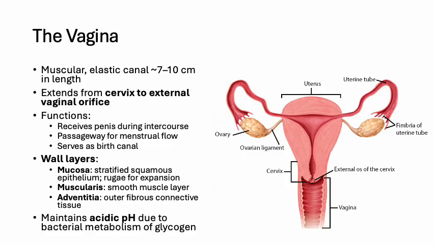The mucosa is lined with stratified squamous epithelium that protects against friction and is arranged in folds, or rugae, to allow expansion. The muscularis gives the vagina its strength and flexibility, while the adventitia anchors it to the surrounding tissues. The vaginal environment is normally acidic due to lactic acid produced by resident bacteria, which is an important defense against infections.